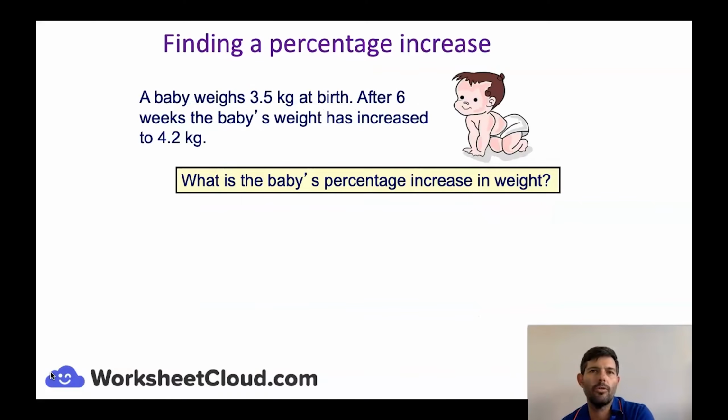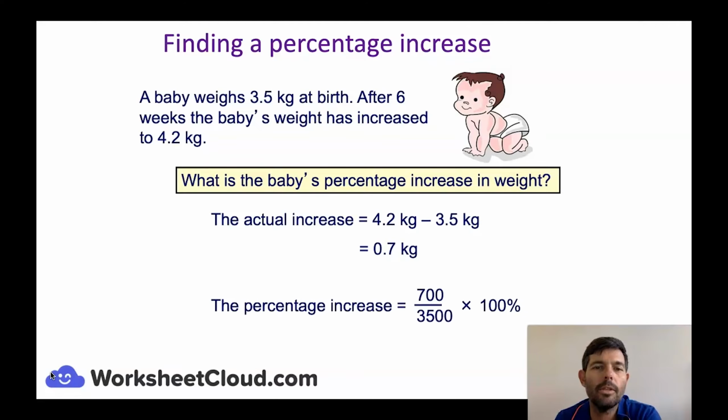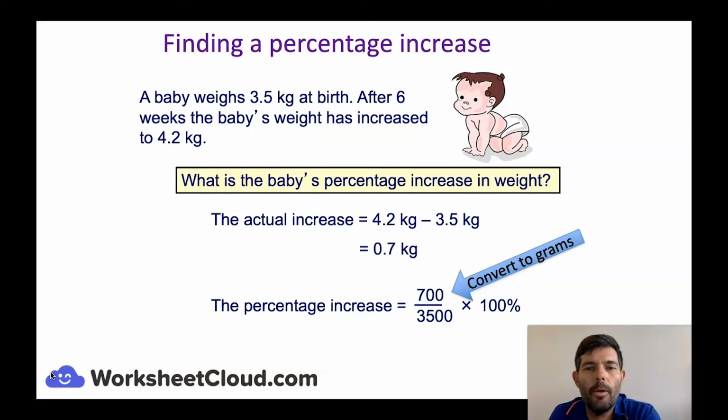It's always best to do these kinds of things using examples, so here's one for you. A baby weighs 3.5 kilograms at birth. After 6 weeks, the baby's weight has increased to 4.2 kilograms. What is the baby's percentage increase in weight? The first thing we need to do is work out the actual increase, and the actual increase is 4.2 minus 3.5, which is 0.7. We then need to take that 0.7 and convert it to grams, so that we don't have a decimal in the numerator. It just makes our lives a lot easier.